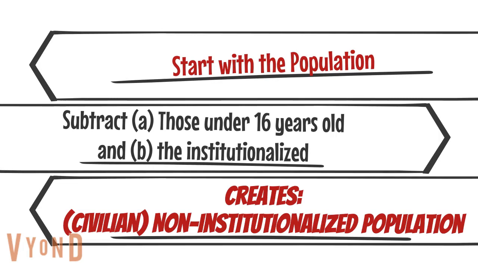So we have the population of the country, 330 million. Then we're going to subtract out everybody under 16. We're going to subtract out these institutionalized people, and we're going to have the non-institutional population or the civilian non-institutional population if what we're talking about is absent the military.